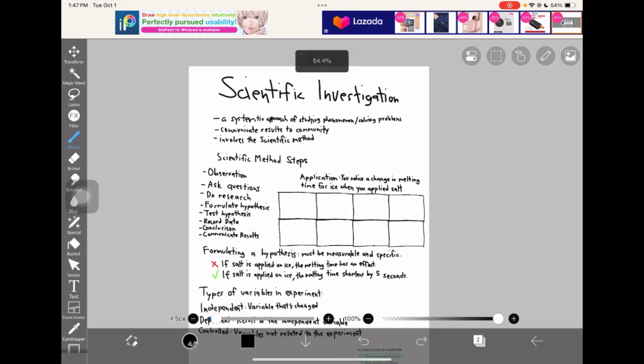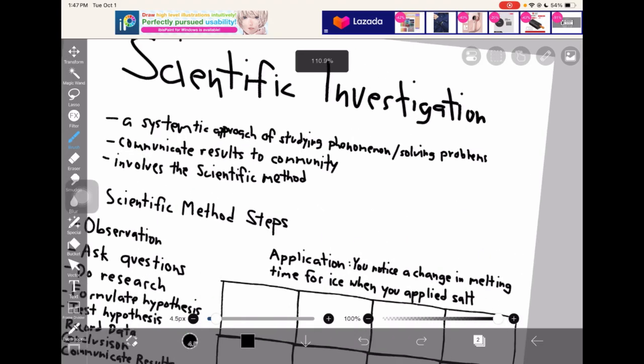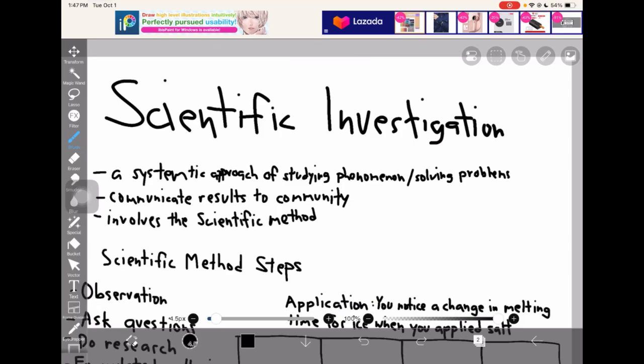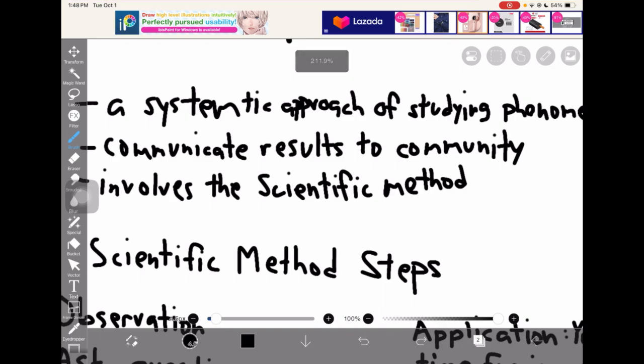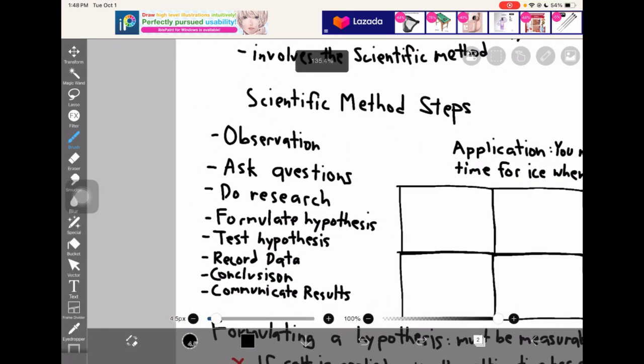The next topic we're going to be going through is scientific investigation. What is it? It's a systematic approach of studying a phenomenon or solving a problem. You communicate the results to the community afterwards, and it involves something called the scientific method. The scientific method is a way to prove or disprove or credit someone's work, or just to see if your hypothesis is correct. That's actually an 8-step process.